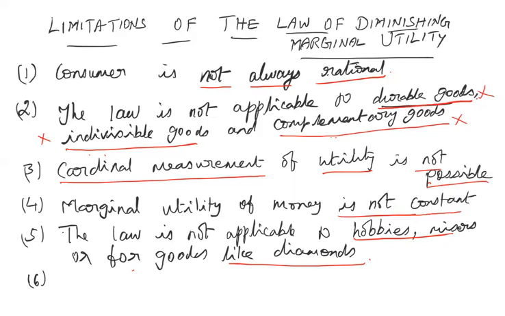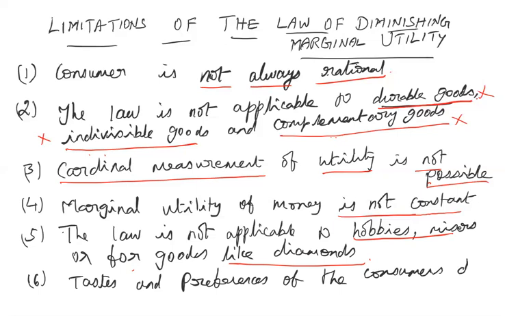But you can't expect the consumer to consume only mango. Every consumer wants to consume different varieties of fruit, different varieties of commodities, isn't it? So the tastes and preferences of the consumers do not remain constant. Practically, all these are not possible.